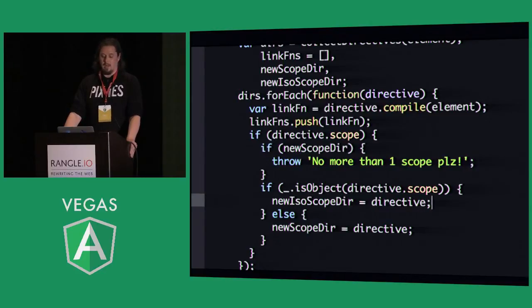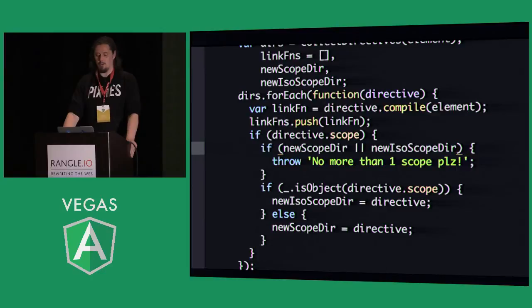And we still only allow one of these per element, so you can have either an inherited scope directive or an isolate scope directive for a node, but never both and never two of the same, or you'll get an exception during compilation.